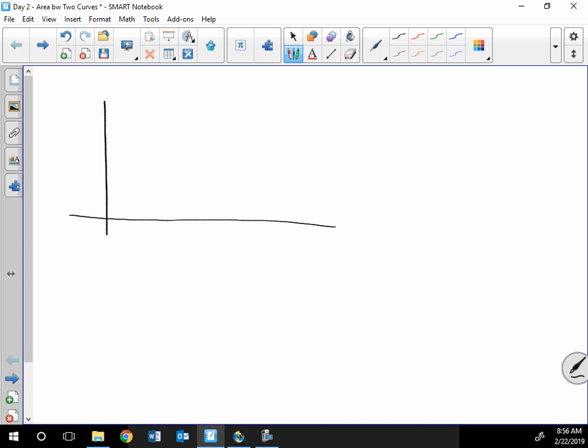Okay, so I'm going to give you separate notes for this, but before we take a look at those notes, I kind of just want to get you to think through this. What we're looking at is the area between two curves. So let's first just refresh your memory. How would I find my area underneath this curve? What do I do?